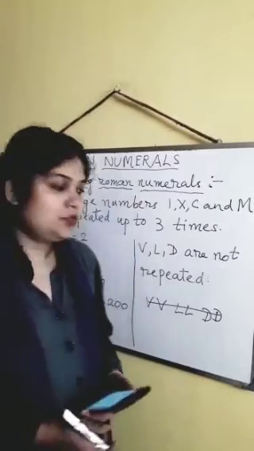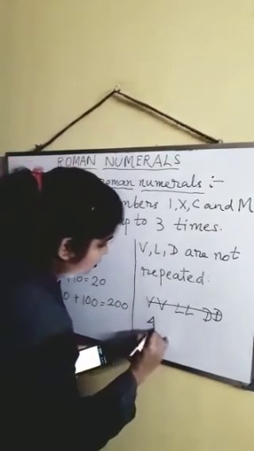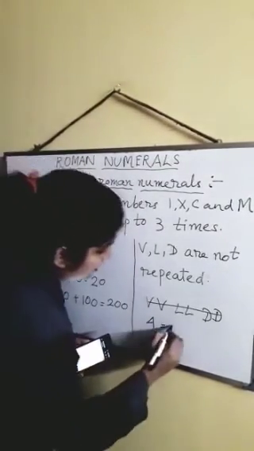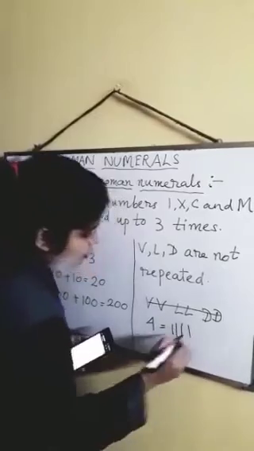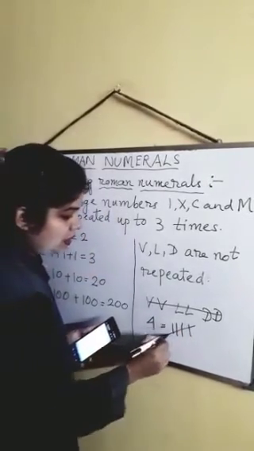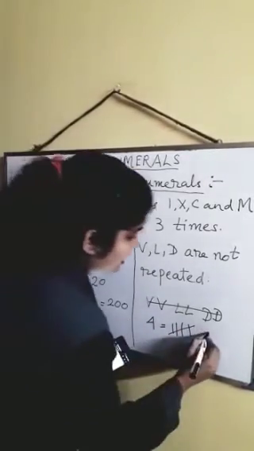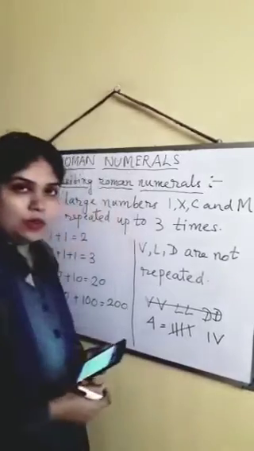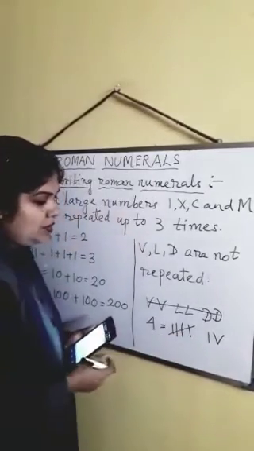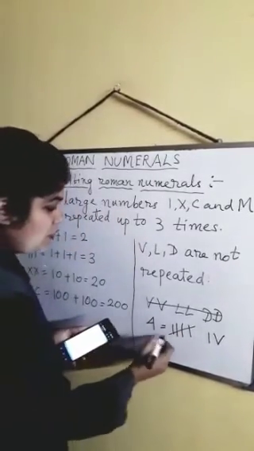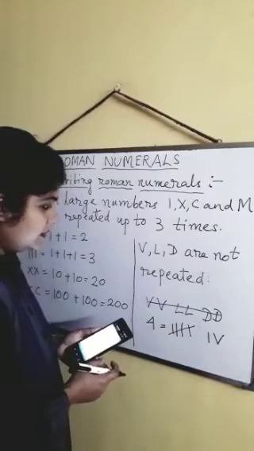Or if you want to write 4, you cannot write 1, 1, 1, 1. No, you cannot write this way. 4 has to be written like IV. Okay? It is wrong to write 4 like this. Okay?